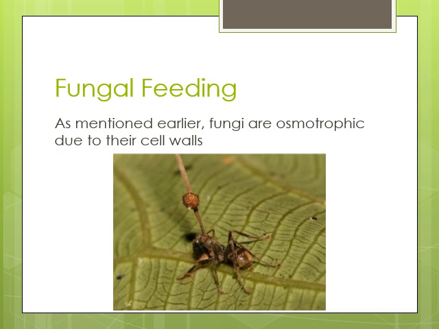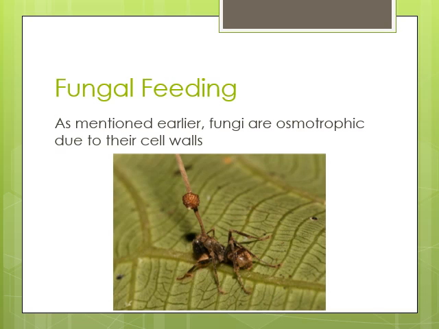So these fungi are osmotrophic. They feed directly by taking nutrients across their cell wall. This is Cordyceps, a fungus that's growing out of an ant. This is what you might have heard of as a brain-eating fungus before. You guys know what I'm talking about?